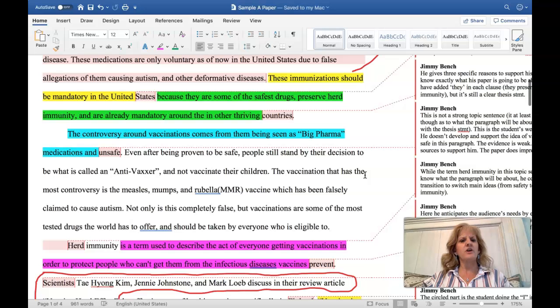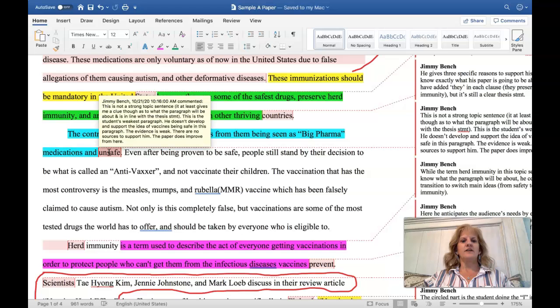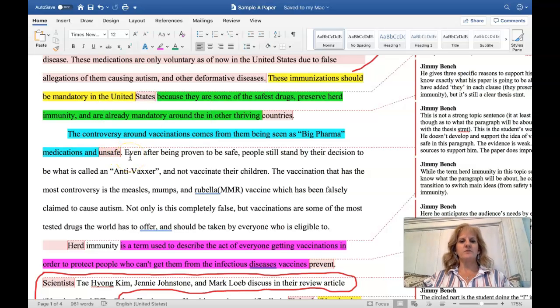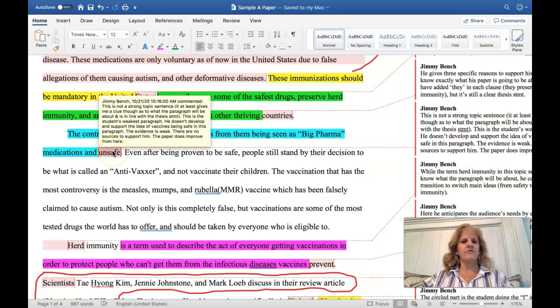Okay, so this first paragraph, if we're going to go according to the order of the thesis statement, which you should, is going to be about vaccines being safe. This definitely, it's not a strong topic sentence, although you see the word unsafe. It gives me a clue that that's what this paragraph is going to be about. What else do I have written here? So I have this isn't a strong topic sentence. It does give me a clue.